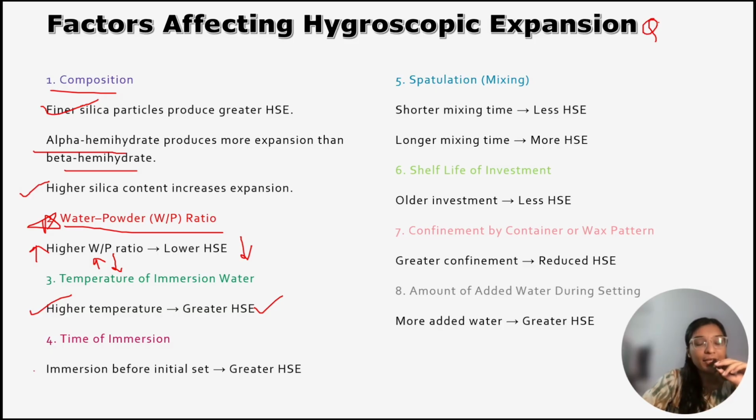If we immerse before initial set, then there is higher expansion. If shorter mixing time, then lower expansion. If the investment is old, then there will be lower expansion. If we give greater confinement, then there is reduced expansion. Confinement means this is the casting ring in which we have placed our wax pattern, and this is the investment material. So due to higher confinement, due to the casting ring, there will be lower expansion.